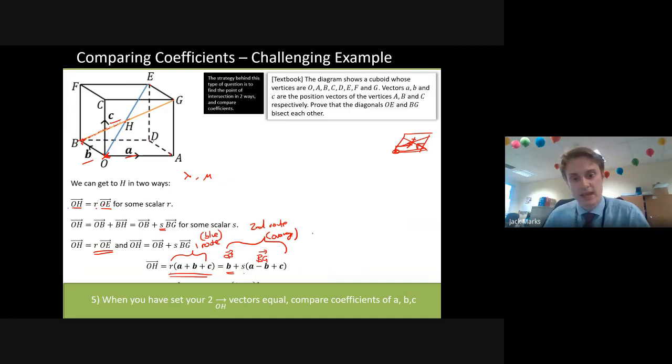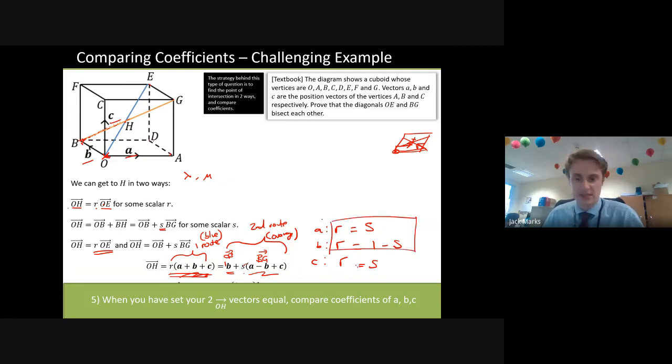So whatever goes with the A's on the left must be equal to whatever goes with the A's on the right. Same for the B's and the C's. So let's do that now. R goes with A on the left. What goes with A on the right? Just S, isn't it? What about B? Well, on the left it's R. On the right, it's a bit more complicated. Look, there's one B there. And then you're going to have minus SB. So you're going to have minus S. Okay. For C, I think you end up with the same as the first line. R equals S. So they're the same equation.